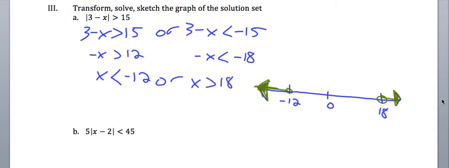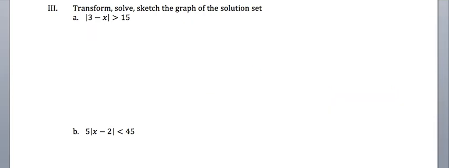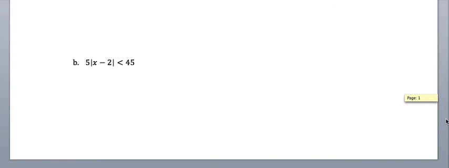Okay. For this last one, the problem that we have is, this is very similar to some other absolute value problems that we did. We can't transform the absolute value until we get rid of that 5. Okay, we don't have an absolute value by itself first. So I'm going to divide both sides by 5 first, and I'm going to get absolute value of x minus 2 is less than 9. Now I can transform the absolute value. Now that's okay to do.